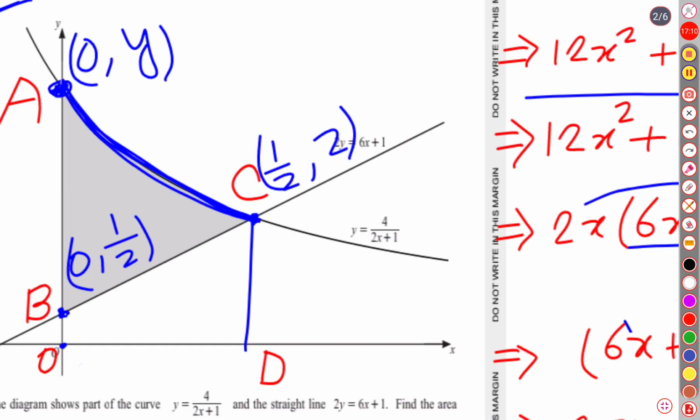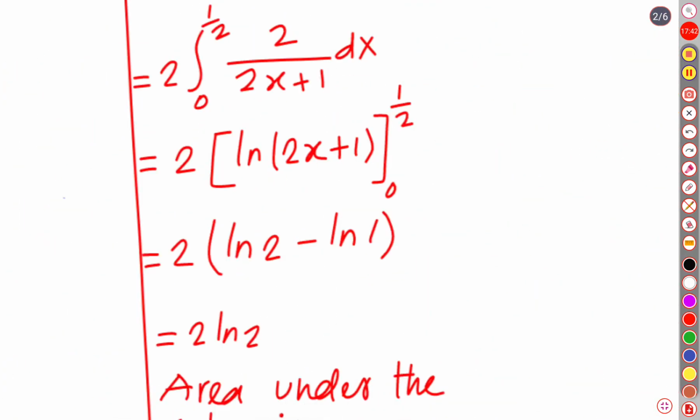They have told us to find the area of the shaded region. So shaded region starts from here to here. So our limit is from 0 until half. That's why finding y coordinate is unnecessary at point A. So what have we got? Lower limit of x is 0 and upper limit of x is half for the shaded region. So we have written here, let's see our steps of solution.